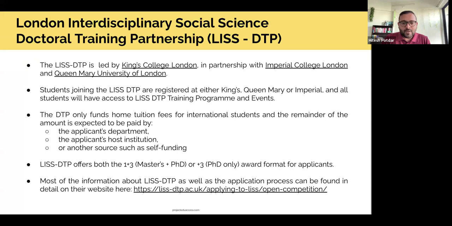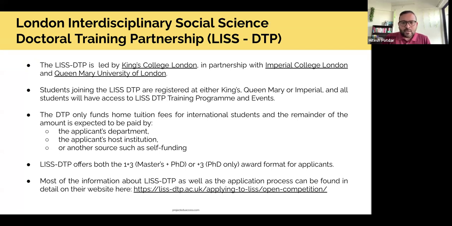One is 1+3, which is masters plus PhD, and another is +3, which is PhD only. So this depends, as you know, Jyotirupa took us through core training requirements. It depends on that. On the LISS DTP website, it is clearly mentioned that you have to discuss with your supervisors whether you fulfill 60% of this requirement or not. If you don't, then the supervisors will ask you to apply for 1+3, that is masters plus PhD, and cover the coursework within your masters.